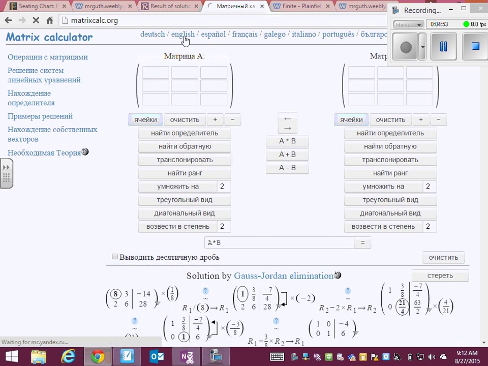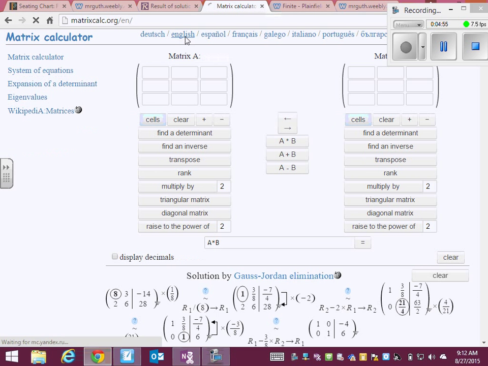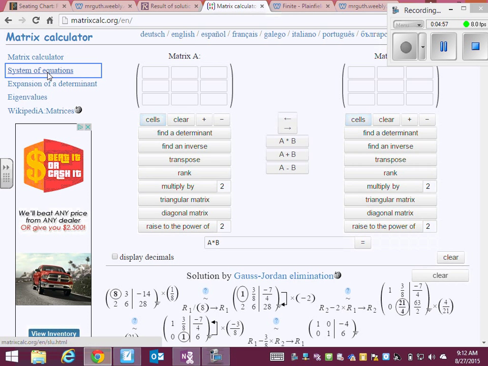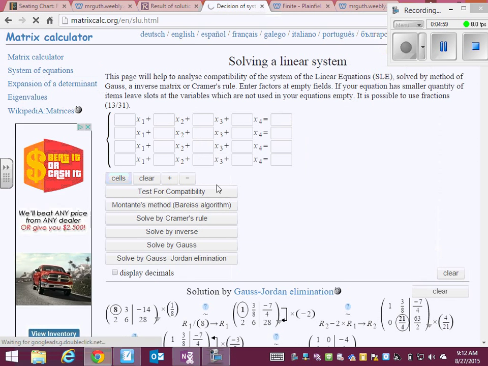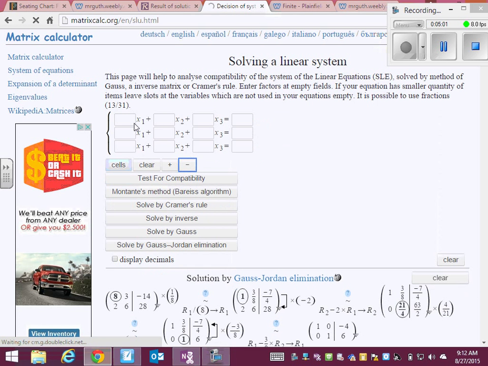If you go to matrixcalc.org, let's change to English. I don't know Russian. And let's solve a system of equations. I'm going to make it into a 3 by 4. Let's see what this one says. There are lots of different places out here. You just have to find a resource that works for you and that you can understand and is easy to use.